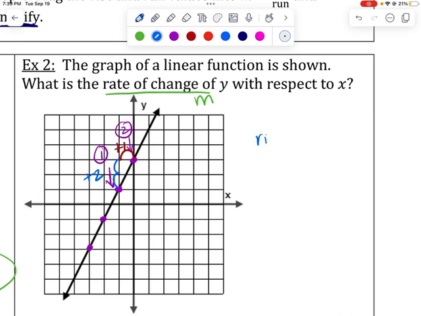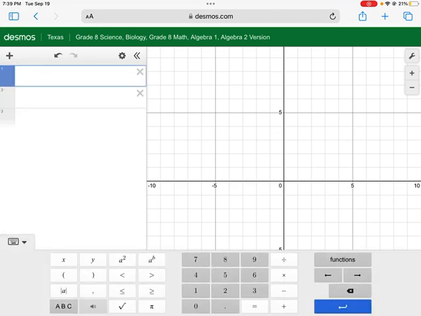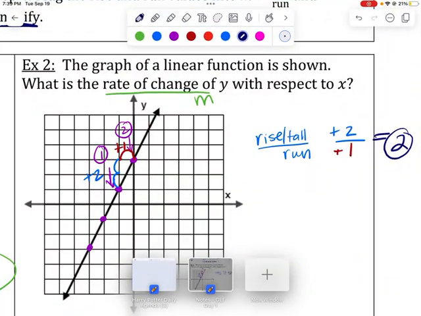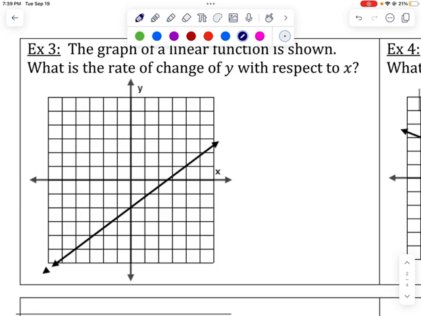So my rise or fall over run. Now I have plus 2. We went up 2 and then over 1. And if I double check on decimals or just think to myself, what is 2 over 1? Well, 2 over 1 is the same thing as 2. But we can also double check it. Always double check these fractions just in case. 2 over 1, 2. Perfect. Let's go look at the other page and see.